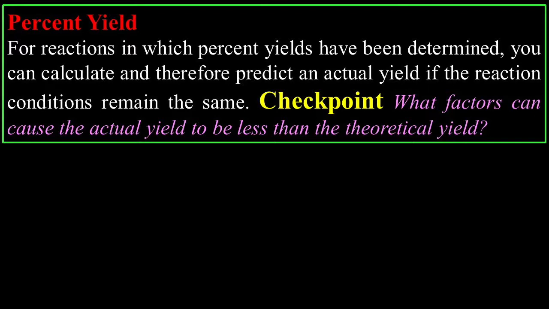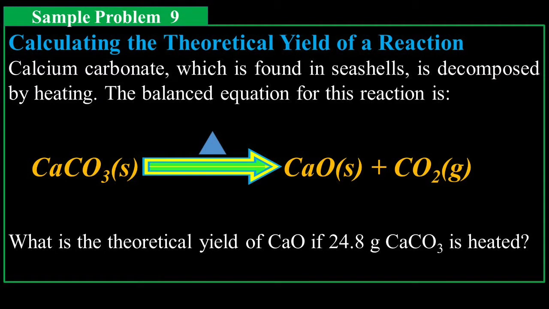Checkpoint. What factors can cause the actual yield to be less than the theoretical yield? And the answer is everything. If something's going to go wrong, it will. It's an Irish philosophy that works very well in chemistry. Trust me, nothing's perfect, and it's very frustrating. But it's satisfying to know that you're not alone.